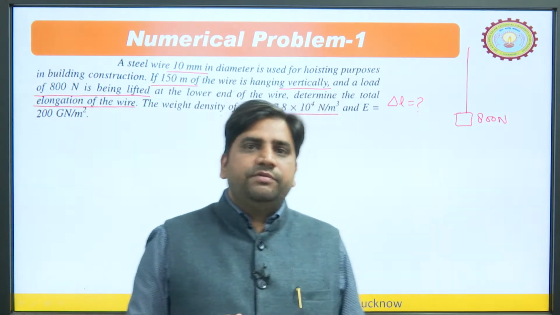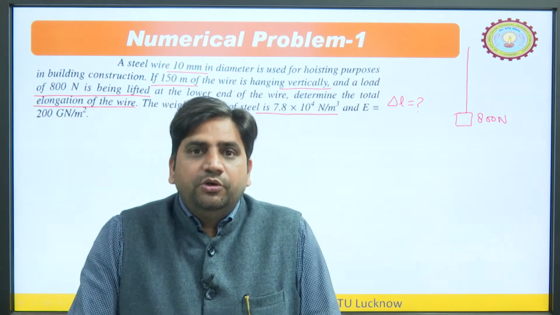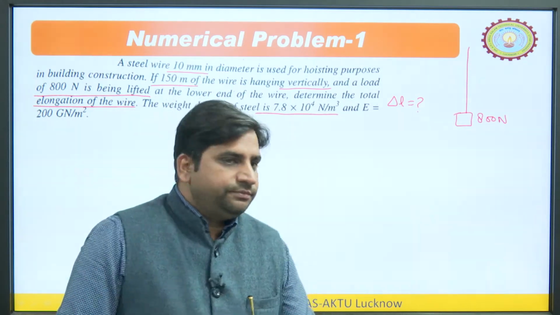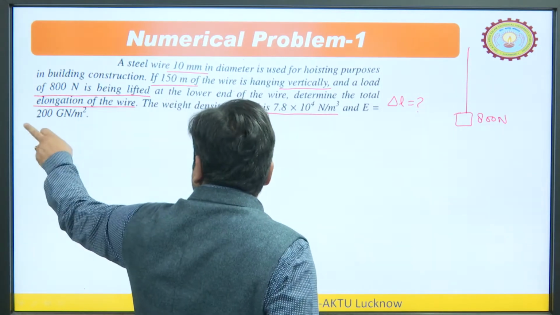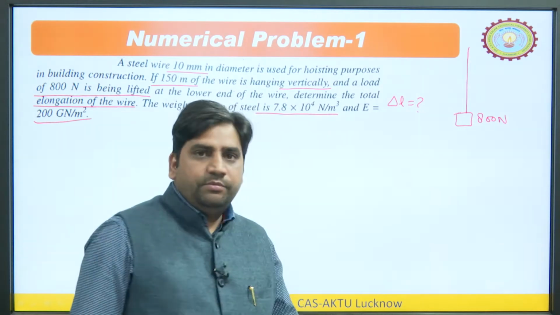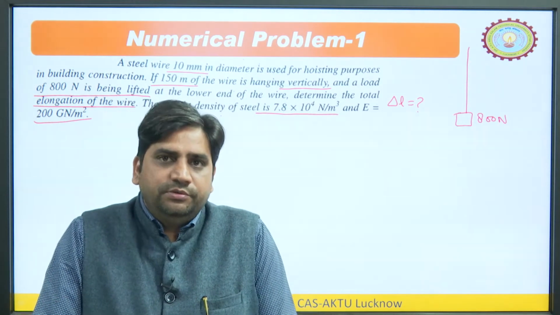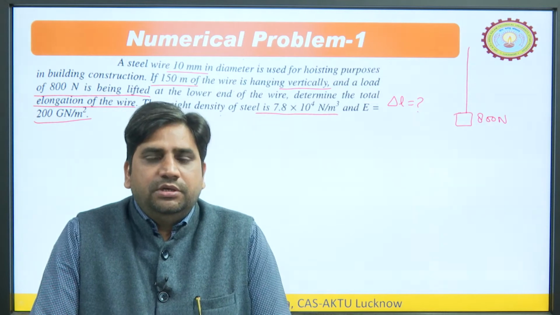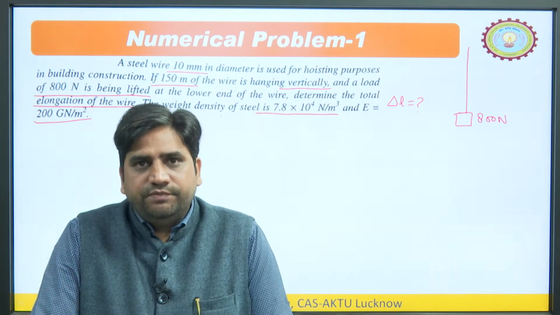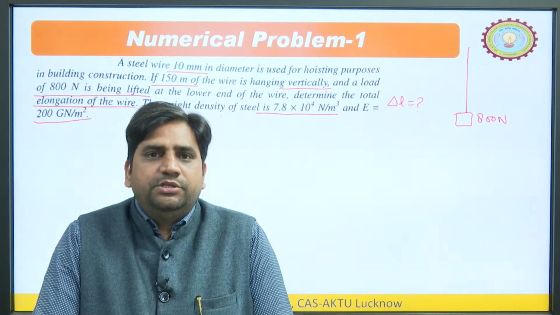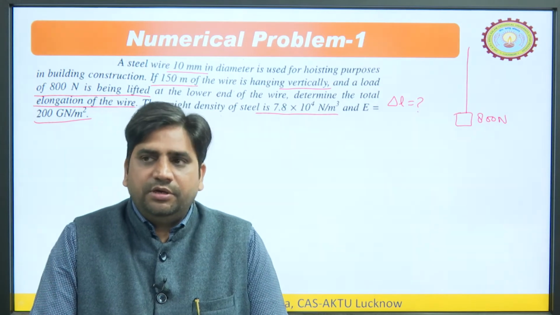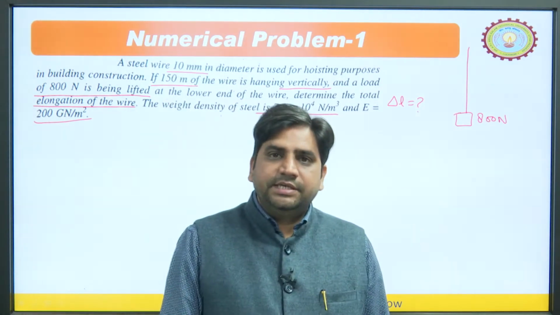If weight density is given, we can easily find out the total weight of the wire. And the modulus of elasticity is given as 200 giganewton per meter square. So, this is the unit. Convert all these lengths into SI units first. 10 mm is 10 into 10 raised to the power minus 3 meter. Likewise, you can convert all these dimensions into SI units.